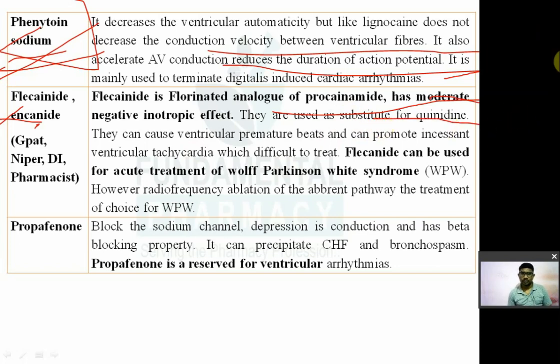They can cause ventricular premature beats and can promote ventricular tachycardia. Flecainide is a drug used for acute Wolff-Parkinson-White syndrome, so remember its use. Flecainide is used in the treatment of acute symptoms of Wolff-Parkinson-White syndrome. So what is Wolff-Parkinson-White syndrome?